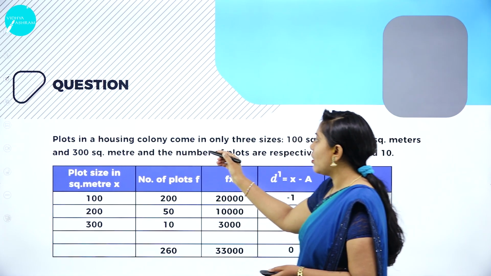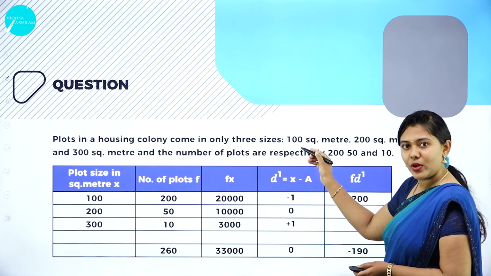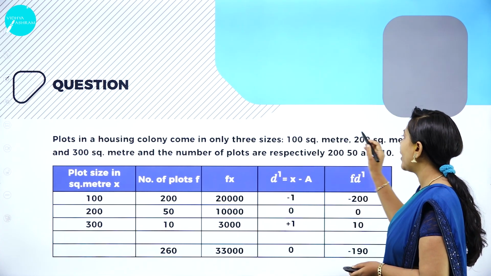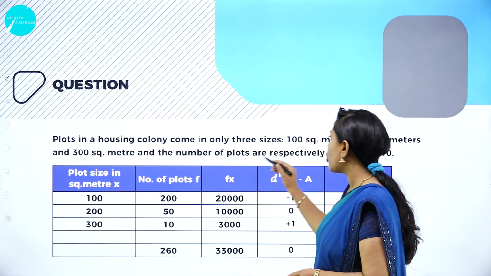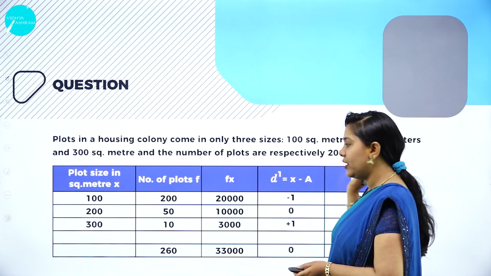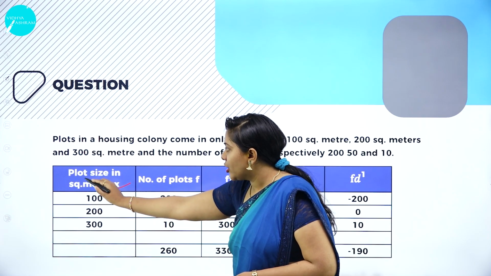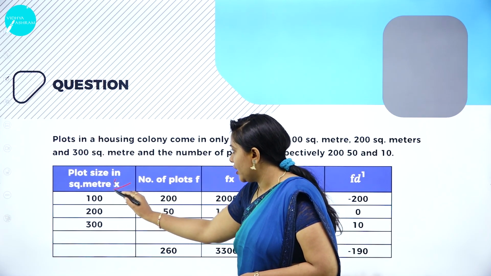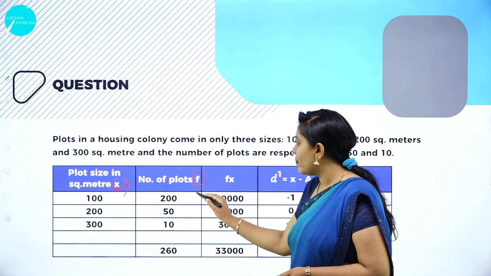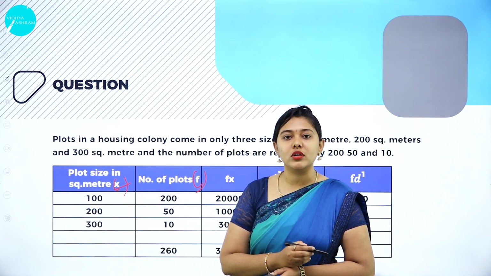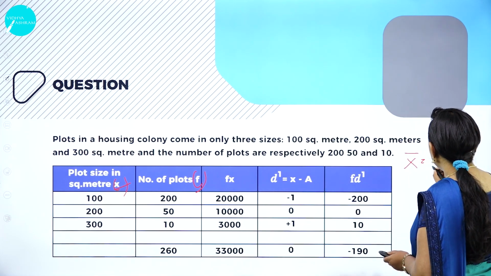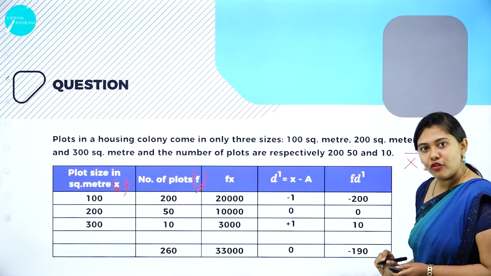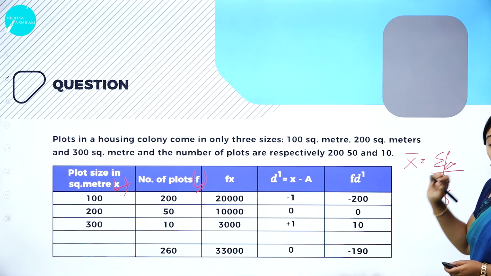Plots in a housing colony come in only 3 sizes, as I have explained in the question: 100 square meter, 200 square meter and 300 square meter, and the number of plots are respectively 200, 50 and 10. So what is the X variable? Plot size in square meter. And what is F? That is the number of plots. Under the direct method, what is the formula to compute the mean? X bar is equal to sigma fx divided by sigma f. This is the formula to be calculated under the direct method.